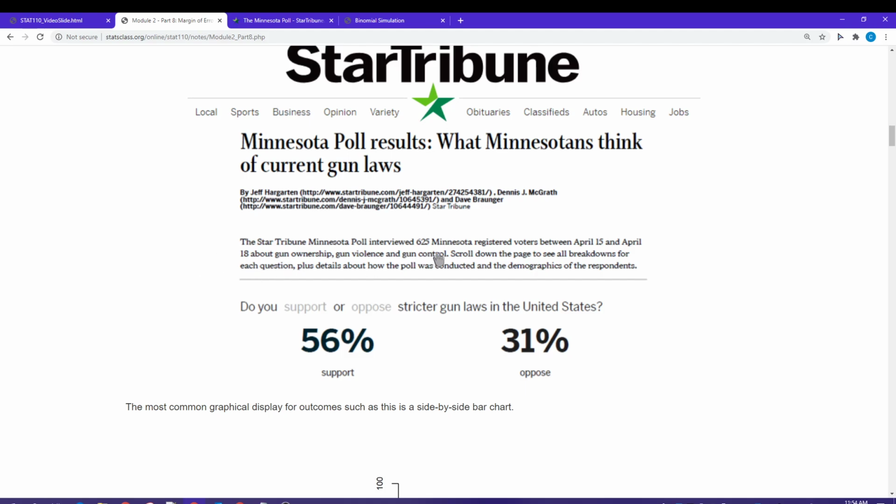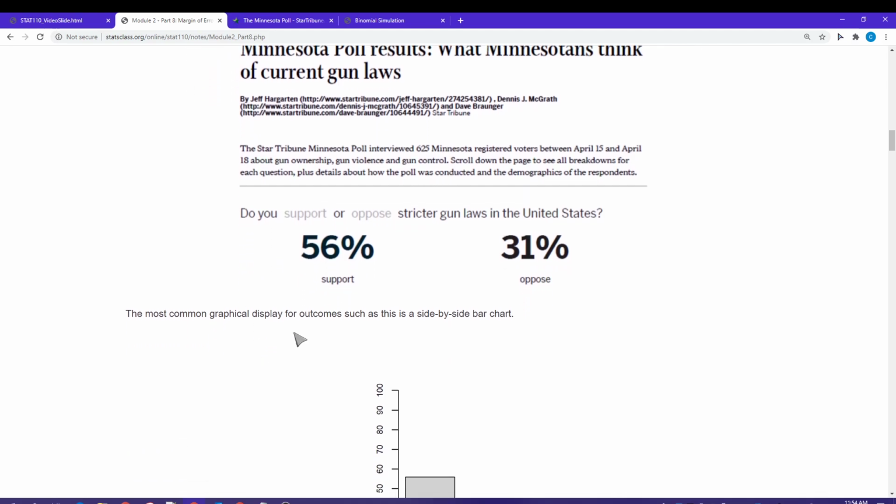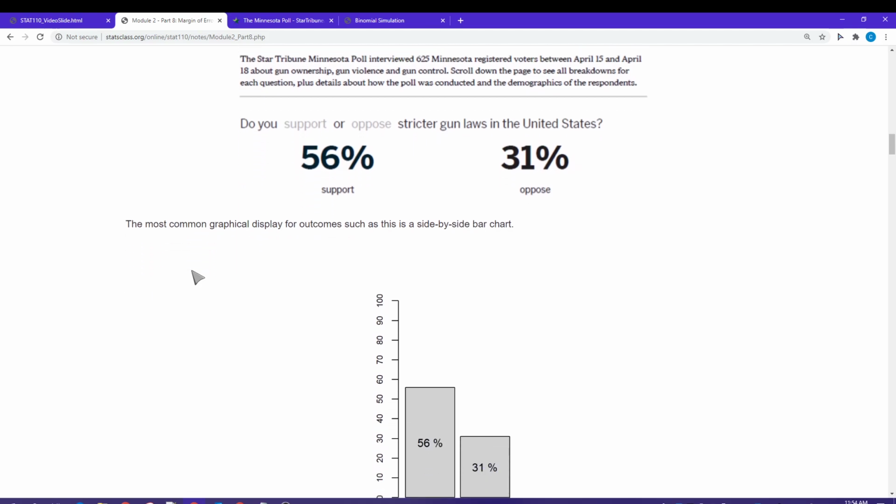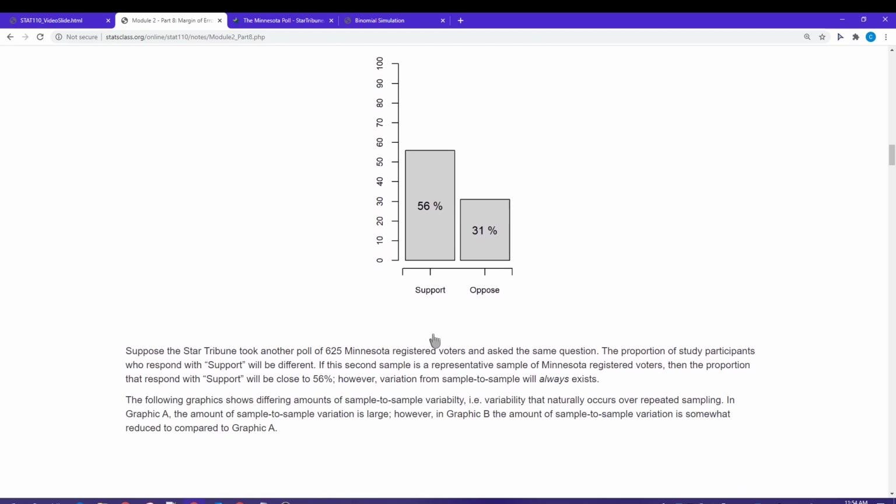Of those 625 Minnesota registered voters, 56% supported stricter gun laws and 31% oppose stricter gun laws in the United States. We often can express this using a simple bar graph, which would look something like this.